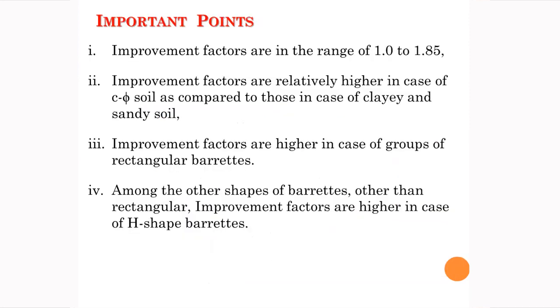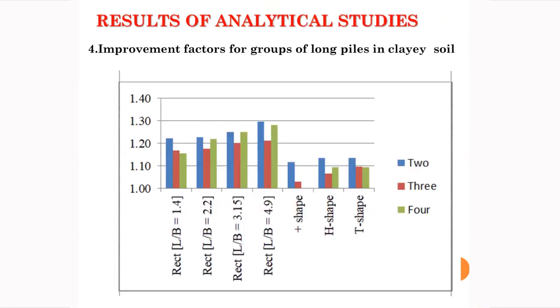The important points noted from the diagrams were that the improvement factors are in the range of 1 to 1.85. Improvement factors are relatively higher in case of the C5 soil as compared to the clay soil and the sandy soil. Improvement factors are higher in case of groups of rectangular barrettes. Among the other shapes of barrettes, improvement factors are higher in case of the S-shaped barrettes.